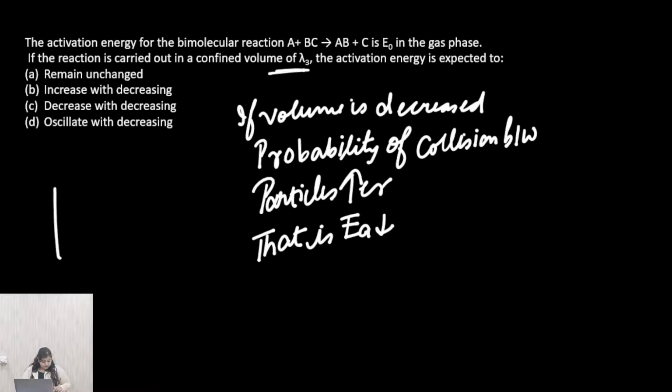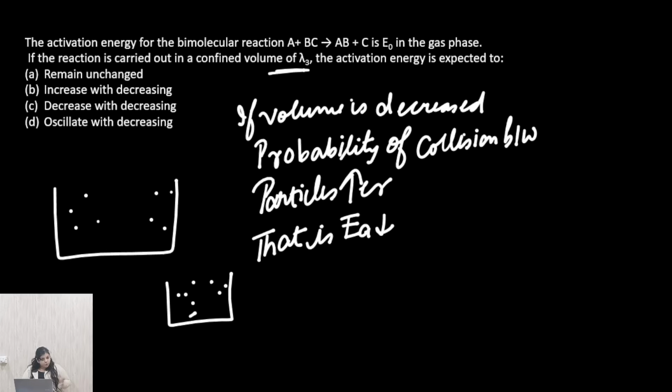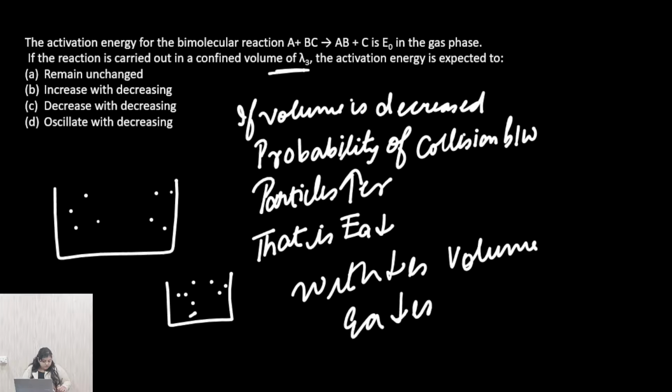Suppose firstly you have a large container, and the particles are scattered somewhere like this. They have the whole room available for collisions. Now if I take the same reactants in a smaller volume, the particles will be closer to one another. So their chances of collision have increased, right? Due to that the reaction is going to go at a faster rate, which means the activation energy has been lowered. So we can say with decreasing volume, the activation energy decreases.